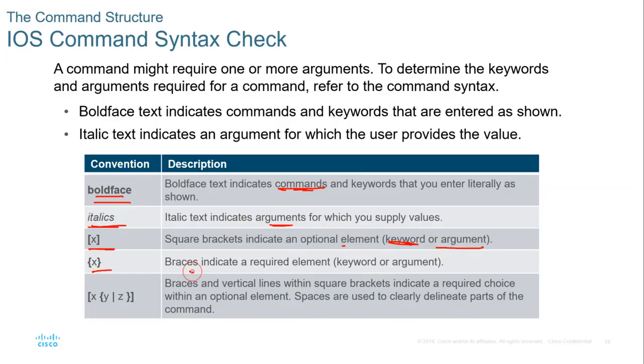Then we have the braces. The brace bracket indicates the required element. It's a must, it has to be there, it's mandatory. And then we have braces with vertical lines and square brackets within. Braces with a vertical line indicate a required choice within an optional element.